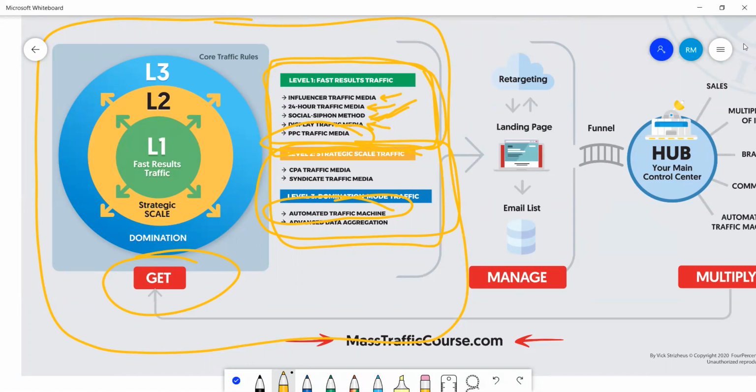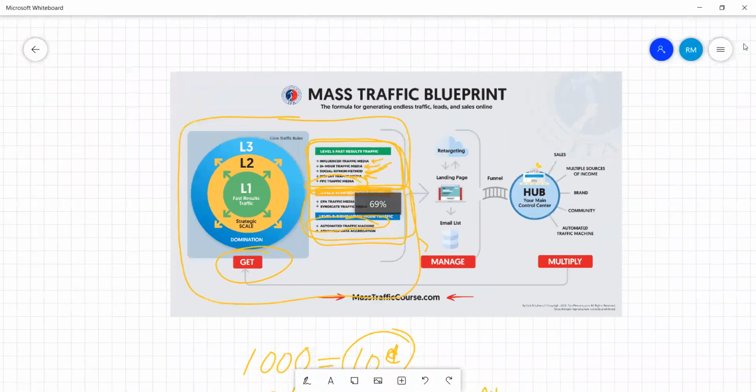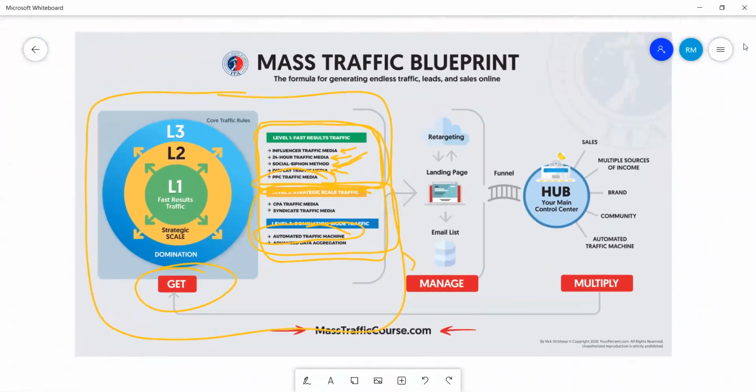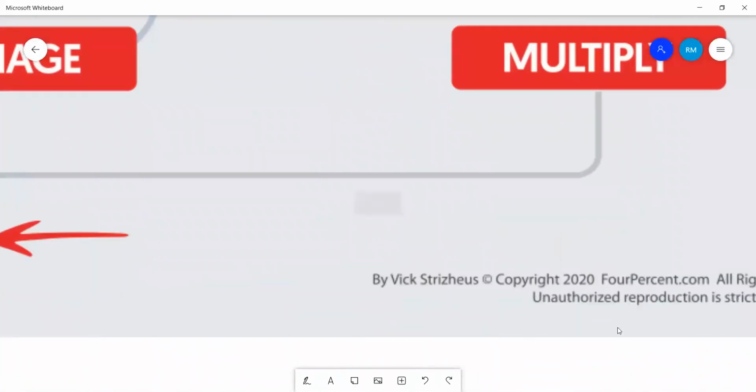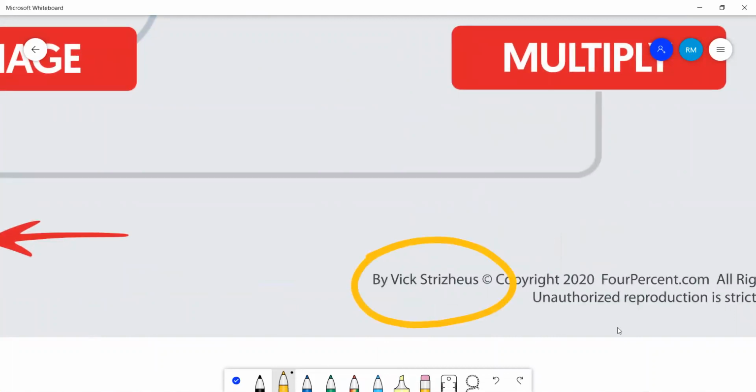Now, this blueprint is amazing. It's really awesome, but it's somewhat difficult. As you can see, I'm doing a mini training on this, and that's great, and hopefully very helpful. But it's not as helpful as the guy that created it, right? So Vick Strizheus, who is way up here, is the guy that knows everything about this blueprint because he created it.